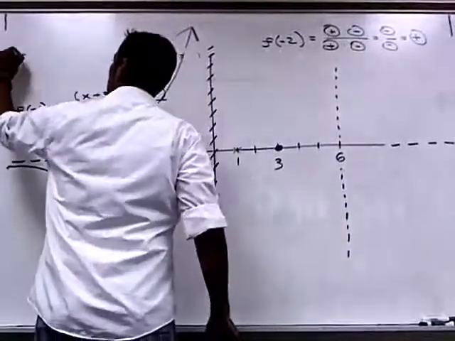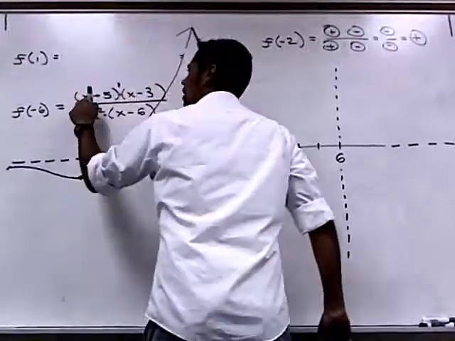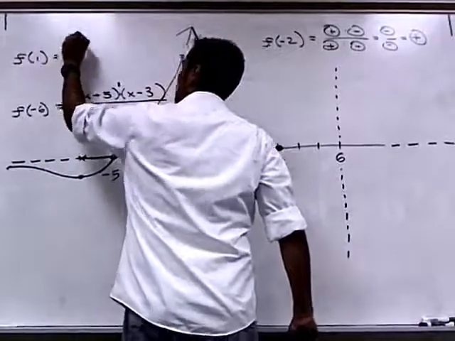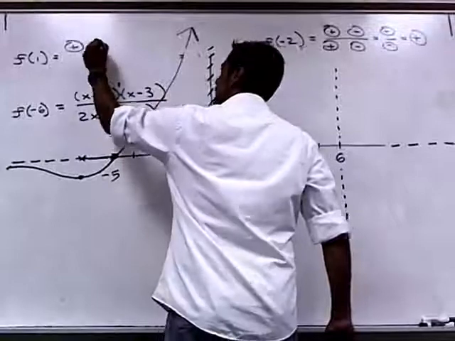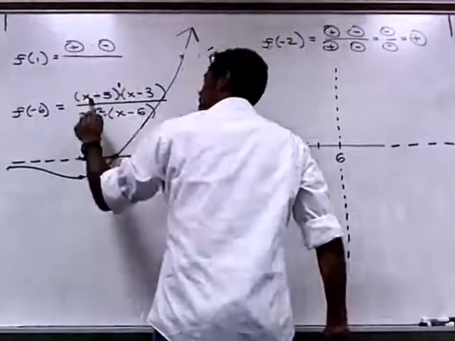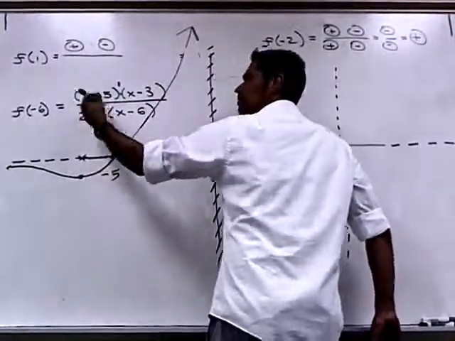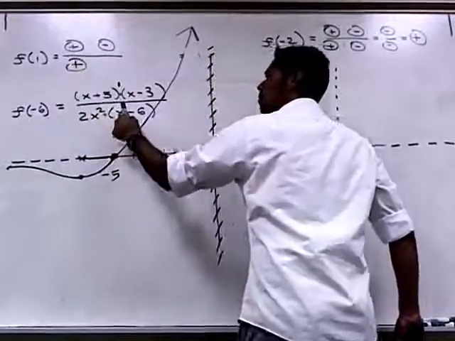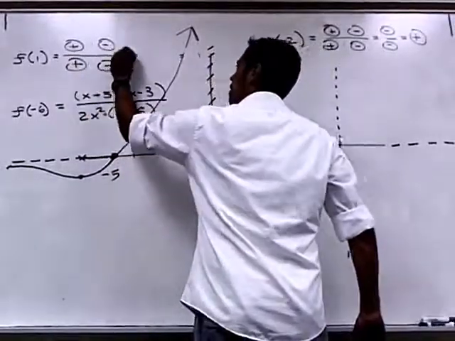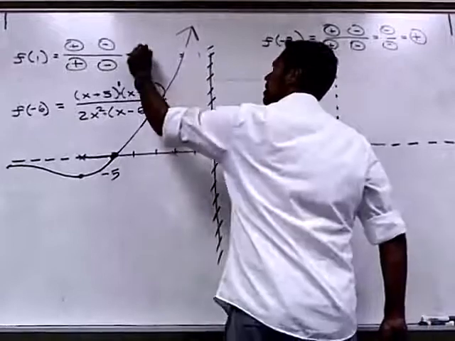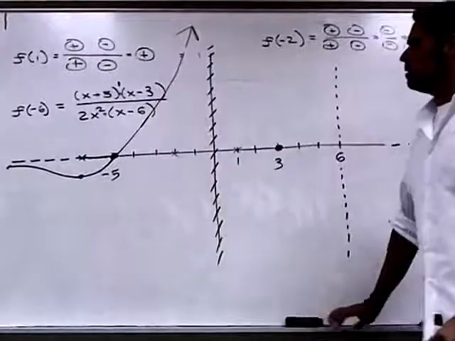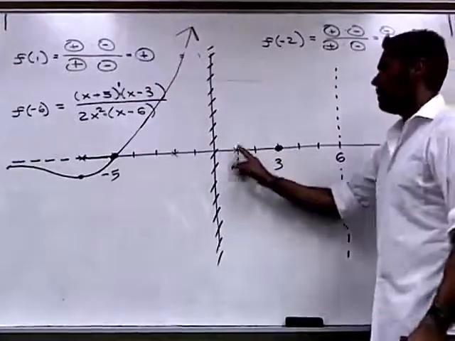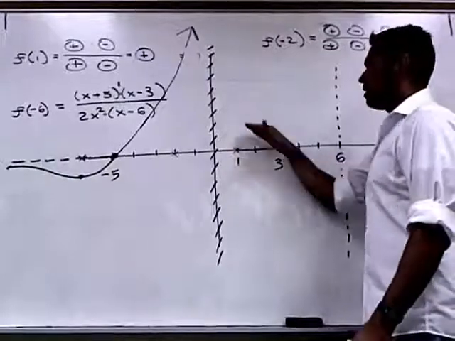So if I test 1, 1 plus 5 is 6. That's positive. 1 minus 3 is negative 2. This is always positive, isn't it? And then this, 1 minus 6, negative 5. So what does that give me? Positive. So that means over here, I have a point up, right? Which means it's going to go up like that.